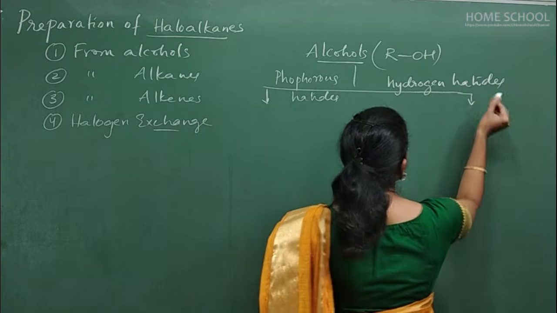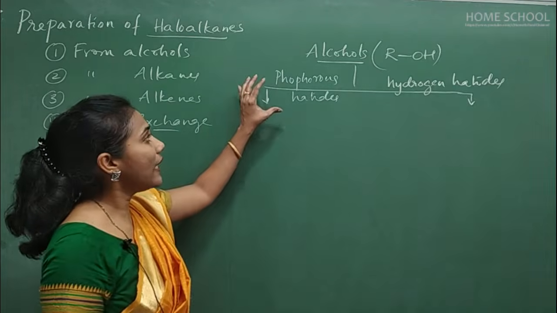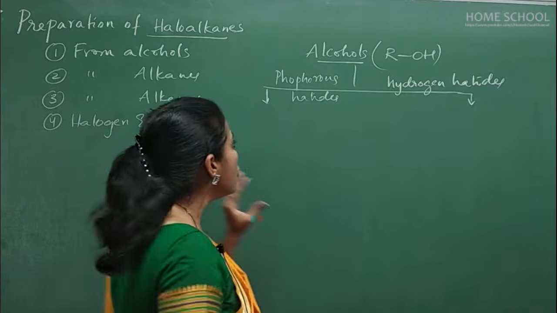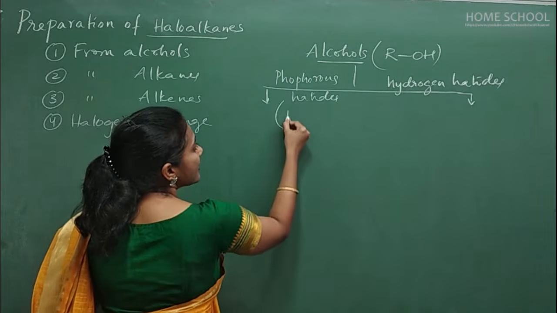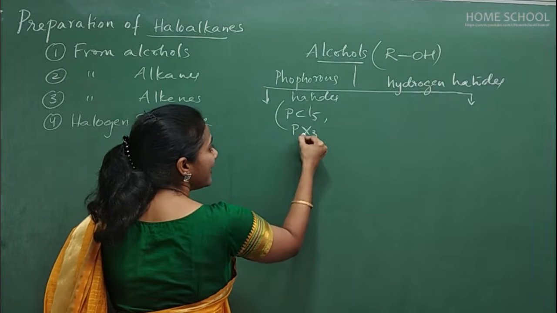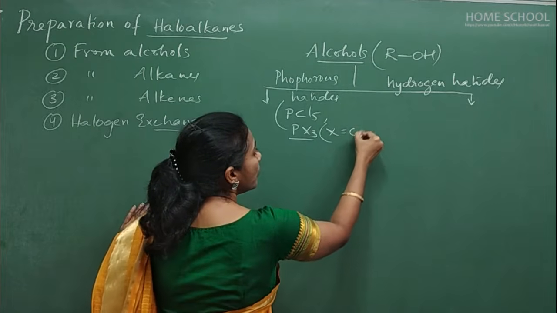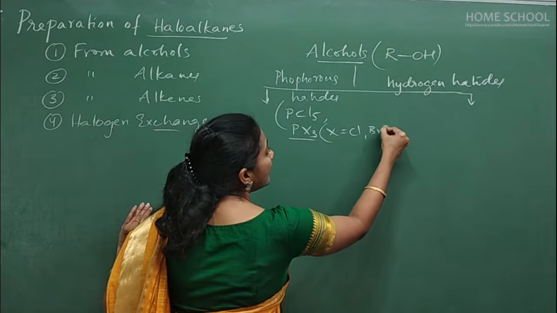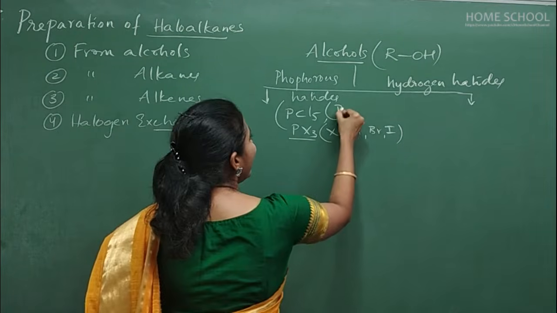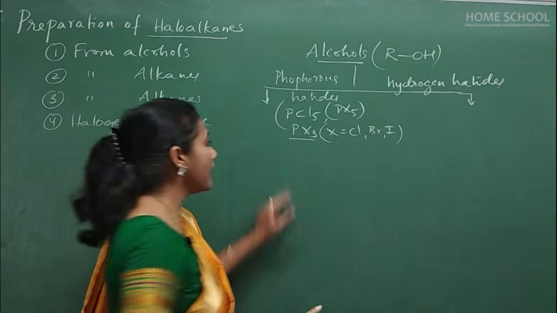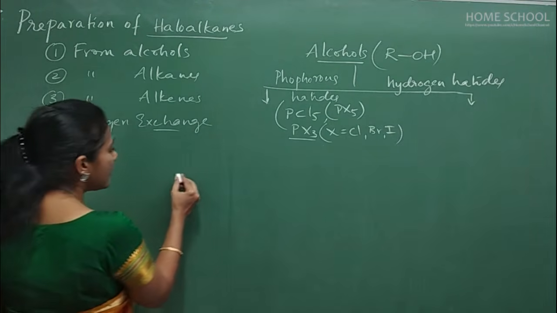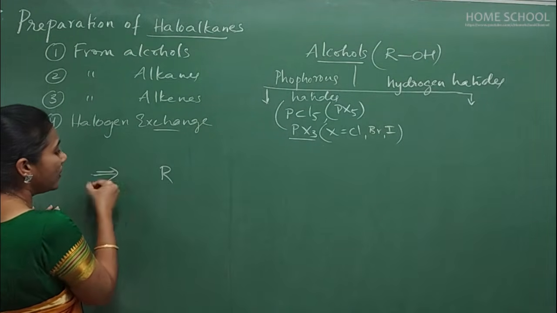First let us understand how to prepare alkyl halides when alcohols are treated with phosphorus halides. What actually do we mean by phosphorus halides? It can be PCl5, or it can be PX3 type where X is Cl, Br or iodine. So we can use PCl5 or PX5 type of halides and also PX3 type of halides. Let's understand first this reaction. I'm starting with the first reaction.